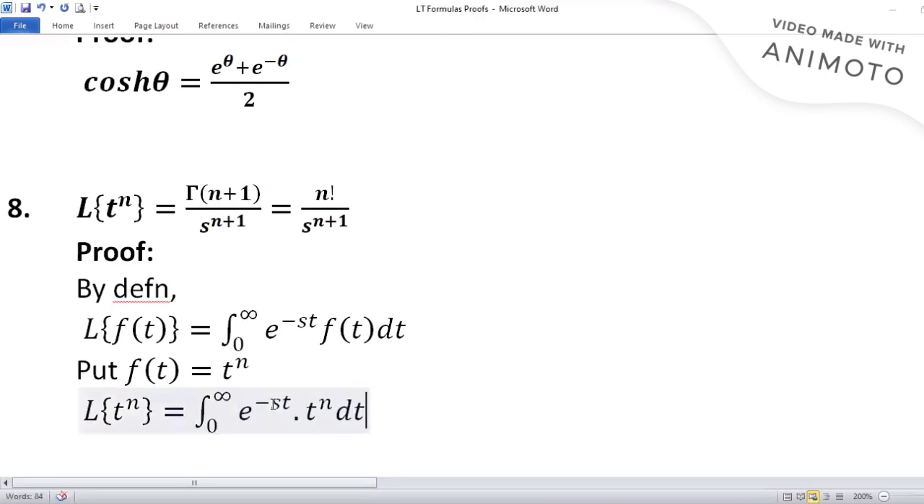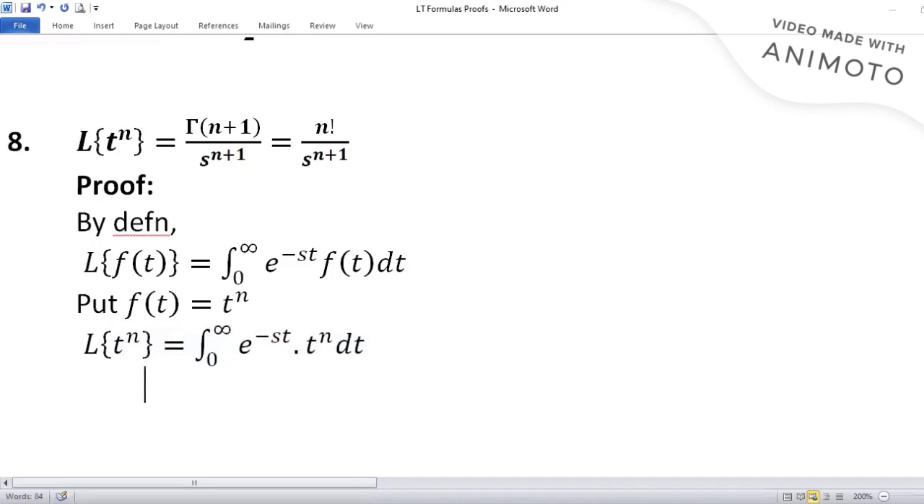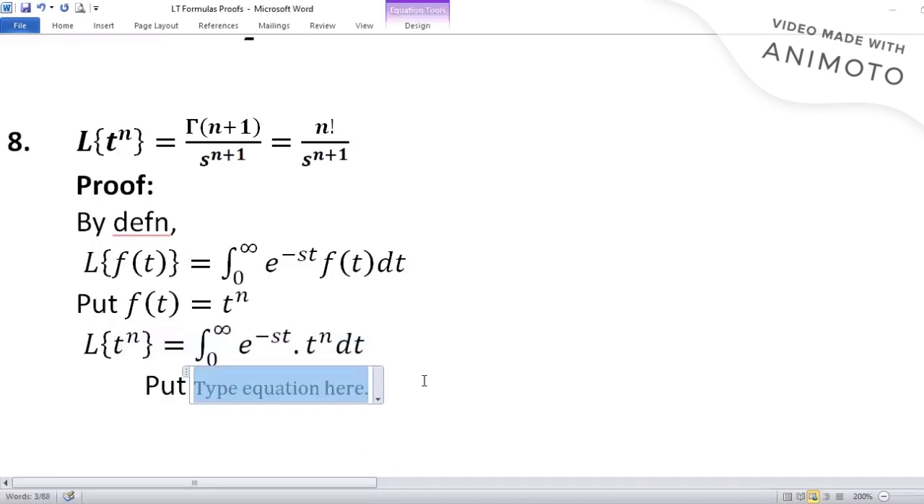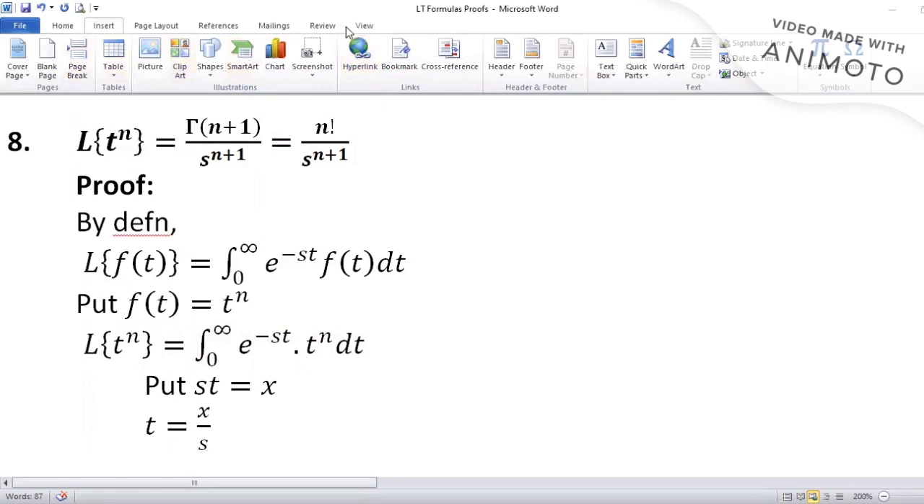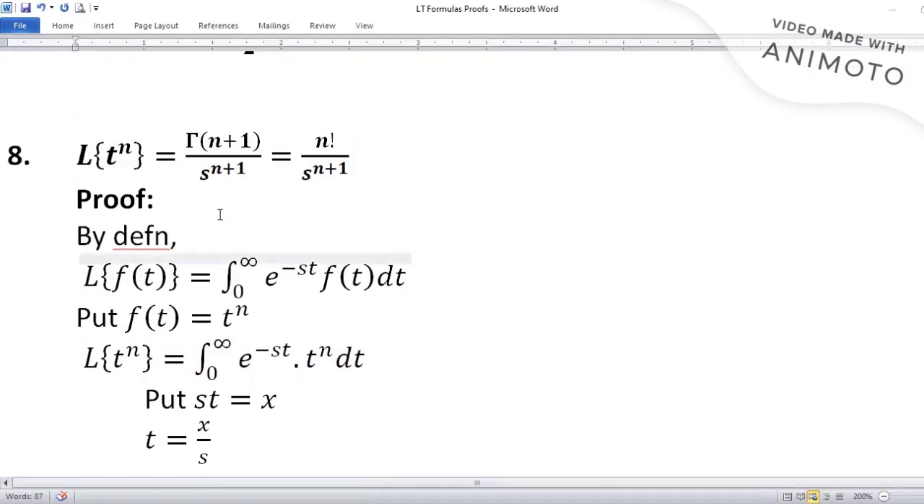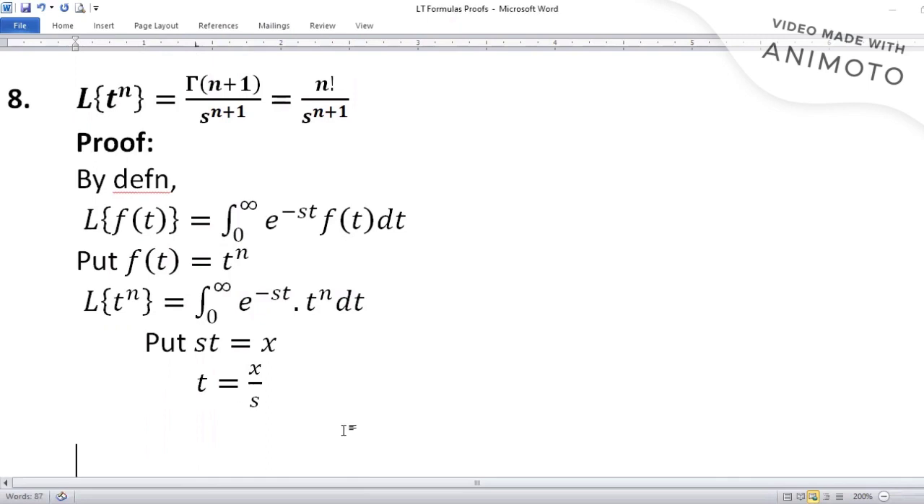Now we have to use here the gamma function concept. I'll remind you how that is done. We have to put the power of e, st, equal to some new letter x, so that t becomes x upon s, so that when you differentiate, it becomes dt equals dx upon s.